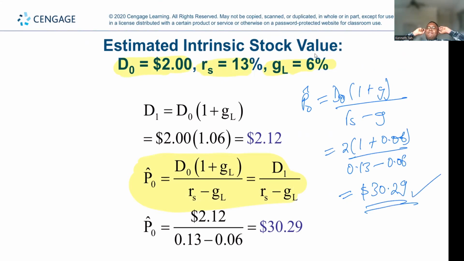So this is the value of the stock, estimating intrinsic stock value, and this is using the constant growth model. Another name for the constant growth model is what we call the Gordon's model, after the name of the person who founded this model, Mr. Gordon. Okay.